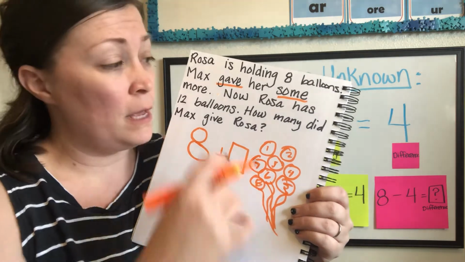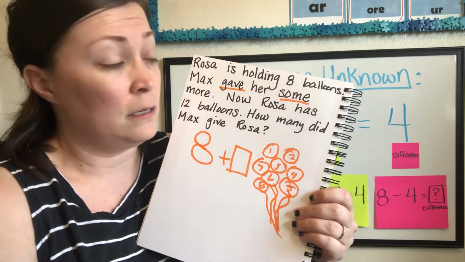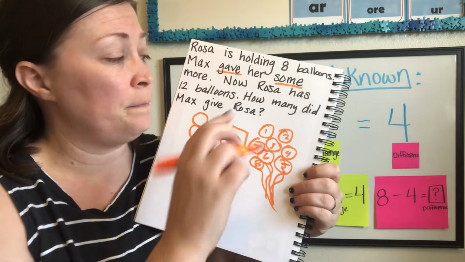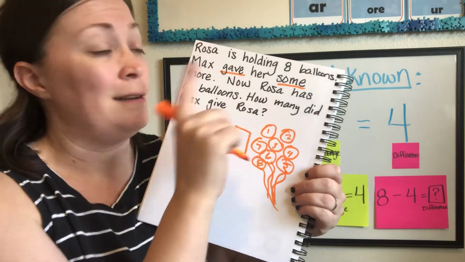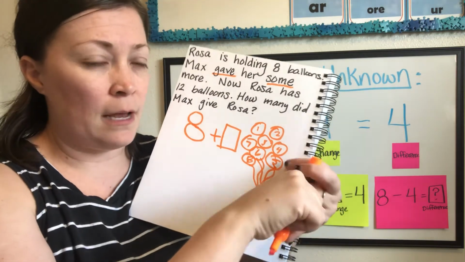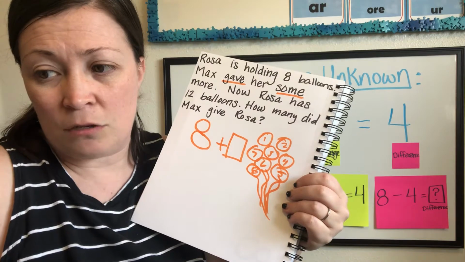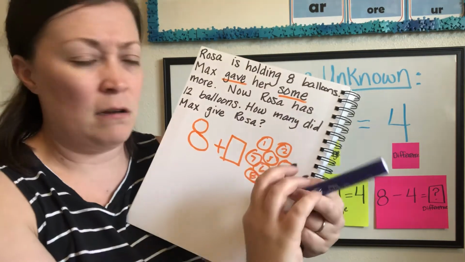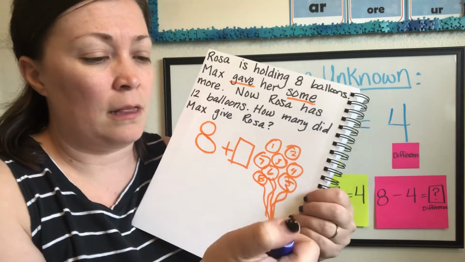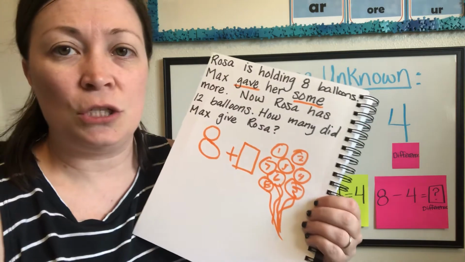So now we have our next part. We can't add to our picture because we don't know what's happening yet. So let's look at the last part to see if we can add to our picture. Rosa, now she has 12 balloons. So this is where I kind of like to switch colors because it helps me. If you can switch colors, you can. If not, that's totally fine. We use one color in class, but sometimes if I can use colors, I like to use colors. So now she has 12.